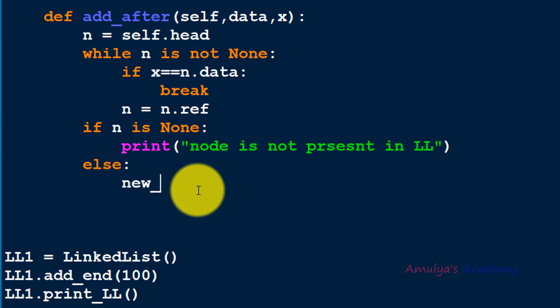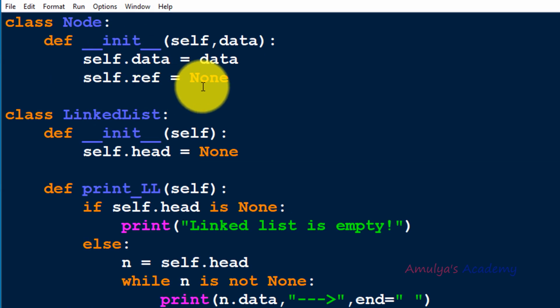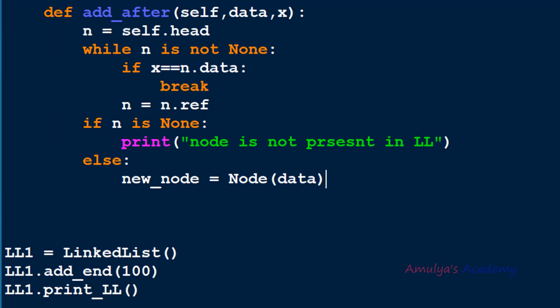To create the node, I am using the Node class, and here we need to pass the data. So it will create the node with the data as well as the reference as None. Here we have the Node class, right? We are using this. So we have a node now.